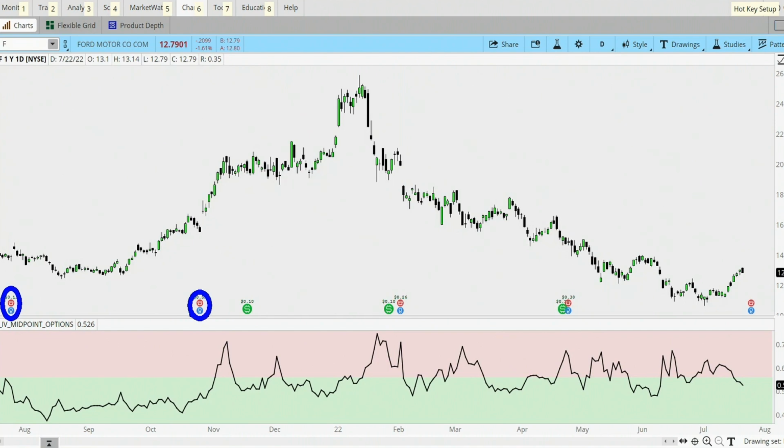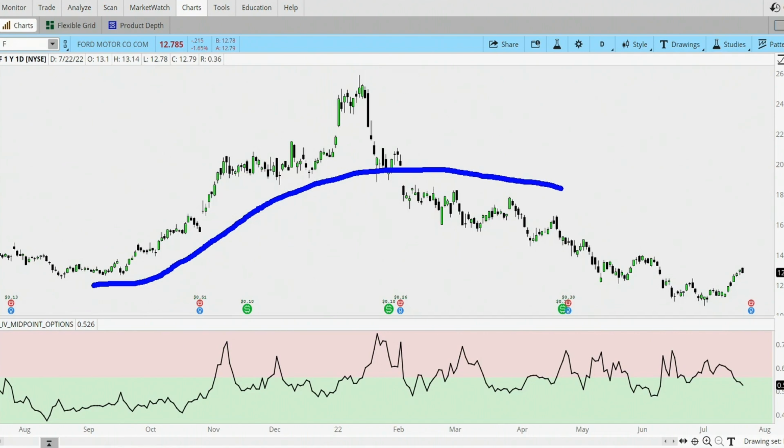So the trick is looking at the earnings dates. After earnings, look for low implied volatility. And when you see a low implied volatility, buy your options with the likelihood that implied volatility will go up with your call options.